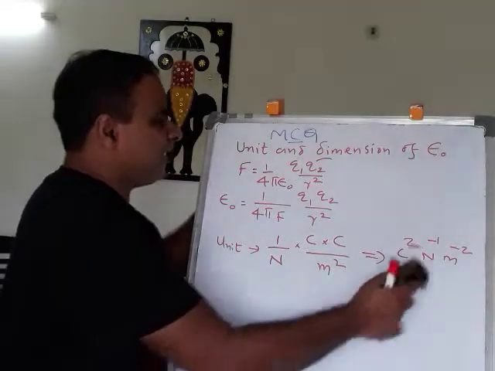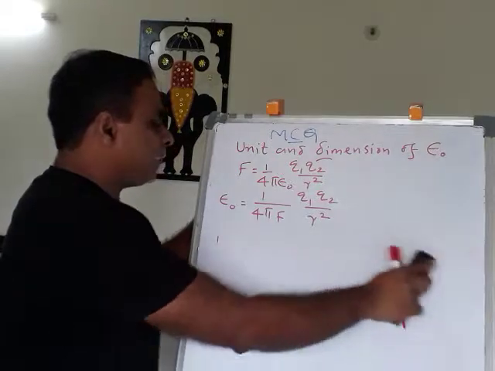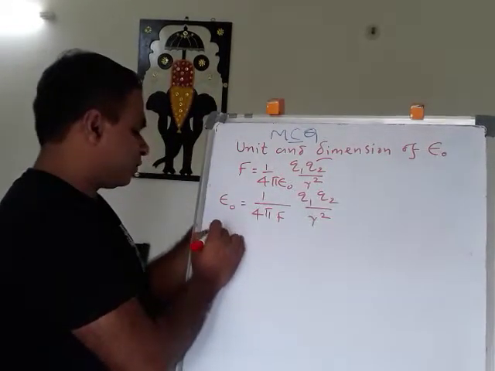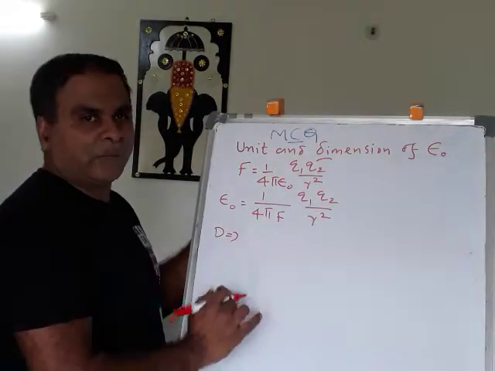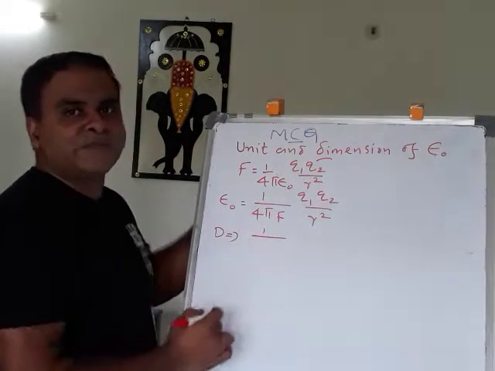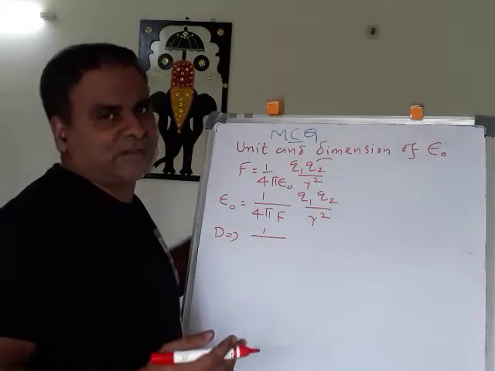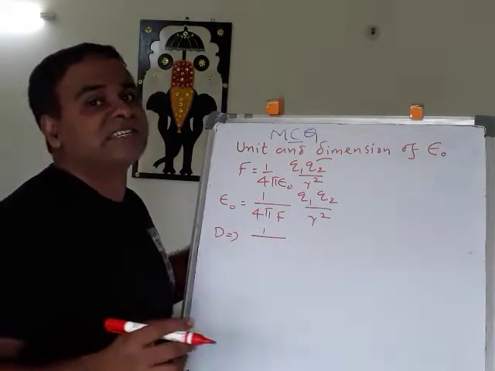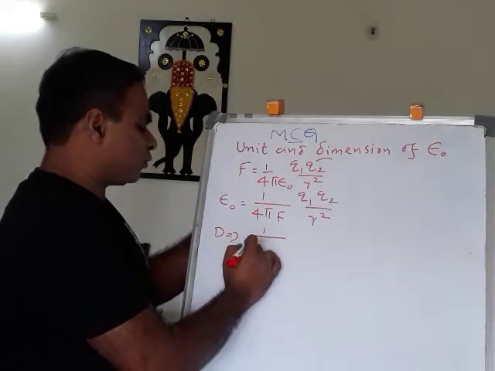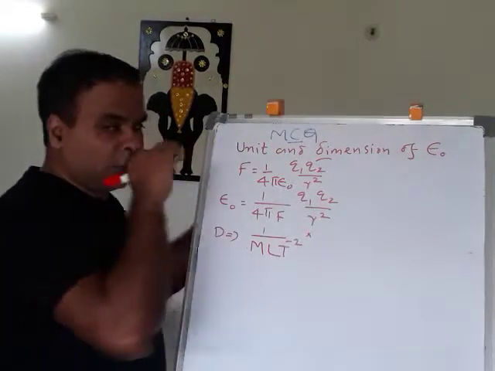Now I will come to the dimension. The dimension also we are writing from the formula only. Again, there is no dimension for the constants, so 1 by 4 pi has no dimension. What is the dimension for force? You know force is equal to mass into acceleration. Mass dimension is M. Acceleration is L T raised to minus 2, change in velocity by time. So M L T raised to minus 2, into Q1.